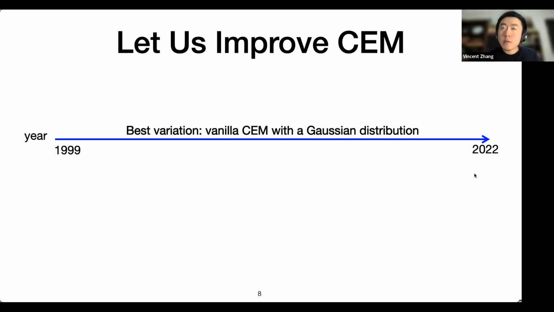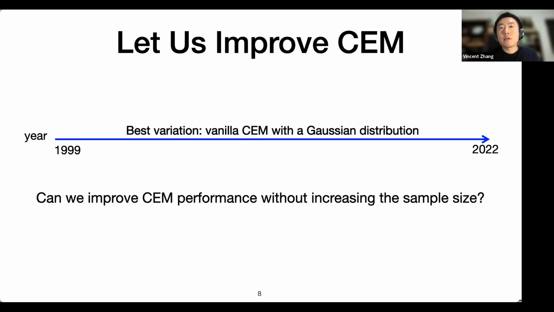And so we could increase the sample size to squeeze out some performance, if we are willing to pay the compute price. But we really would like to understand whether we can improve CEM performance without increasing the sample size. So by the way, the year cutoff was because that was the cutoff for the training data for this work.